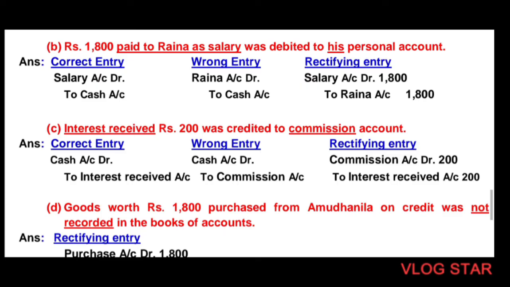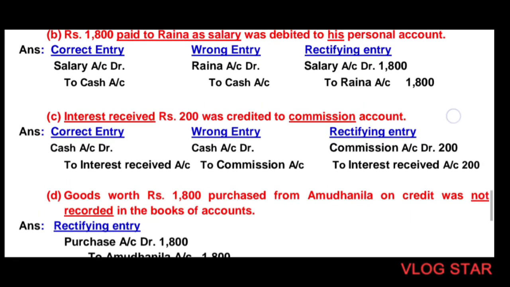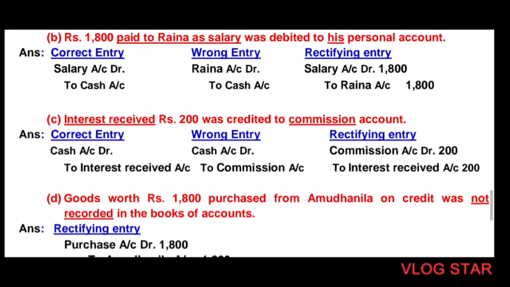So if you want to rectify the entry, first we have to see the correct entry. Salary account debit, we write in the rectifying entry, salary account debit. Now Raina, written in the wrong entry on the debit side, we correct it and write it on the credit side to Raina account. So now it is rectified. Rectifying entry means whatever was given on the debit side in the wrong entry, we write on the credit side. So whatever mistake has been made in the wrong entry, we correct it.